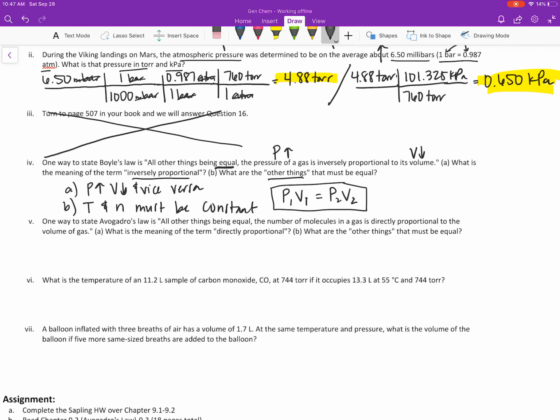Now, Avogadro's law is technically on the next lesson. Oops, I should spell it correctly. It's technically on lesson number 29.